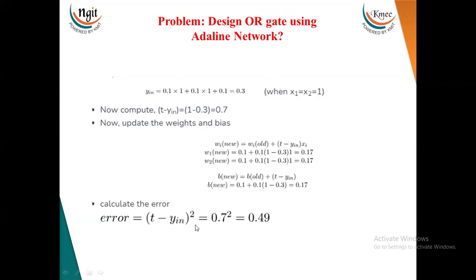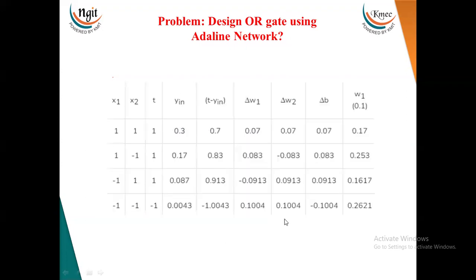Now what is our error rate? (t minus y_in) whole square. The t value is 1 minus y_in, which is 0.3. That is 0.7. 1 minus 0.3 is 0.7. 0.7 whole square is 0.49. Like this we'll calculate for all the values.